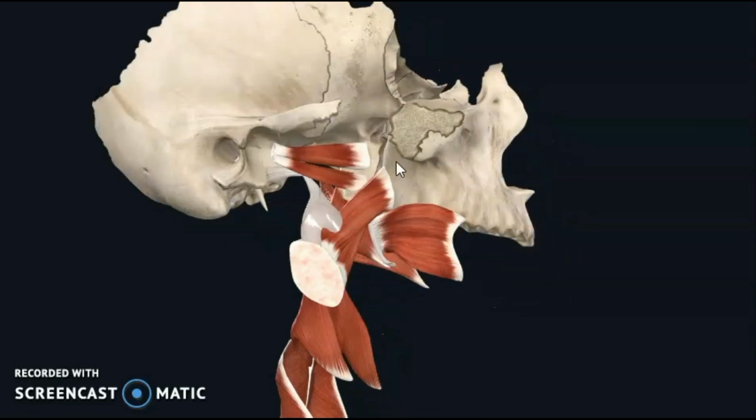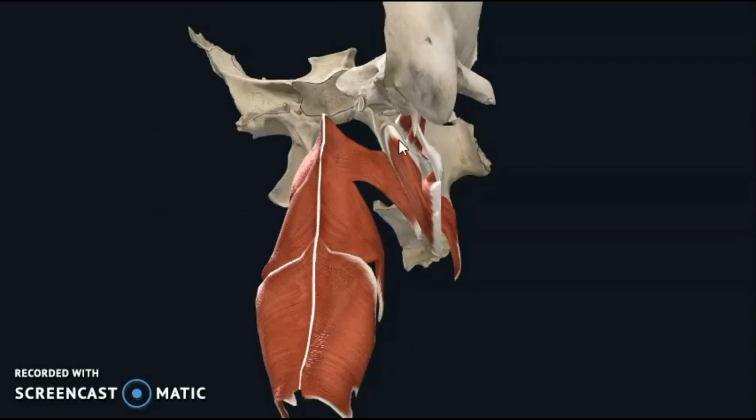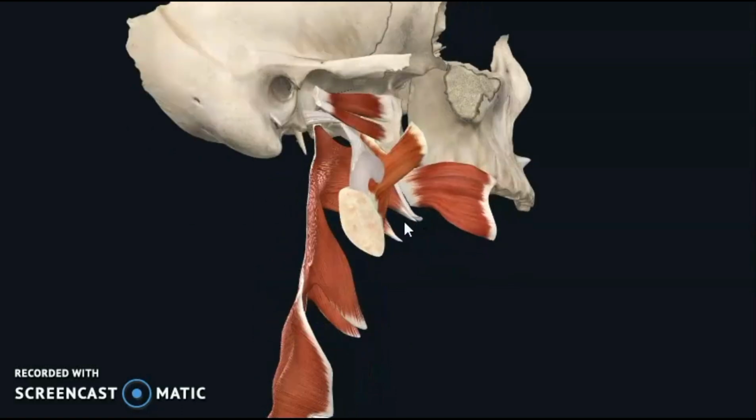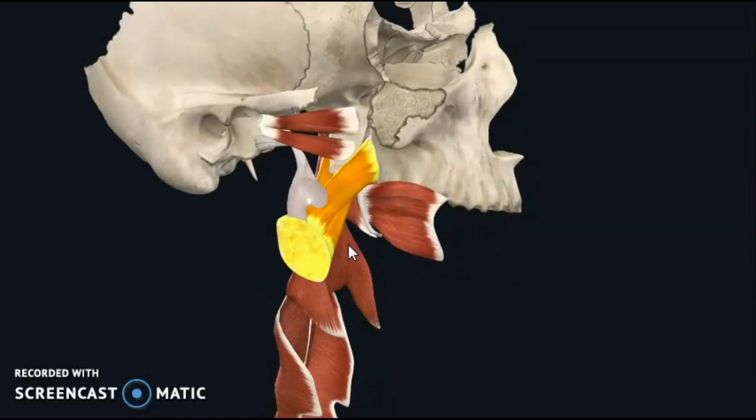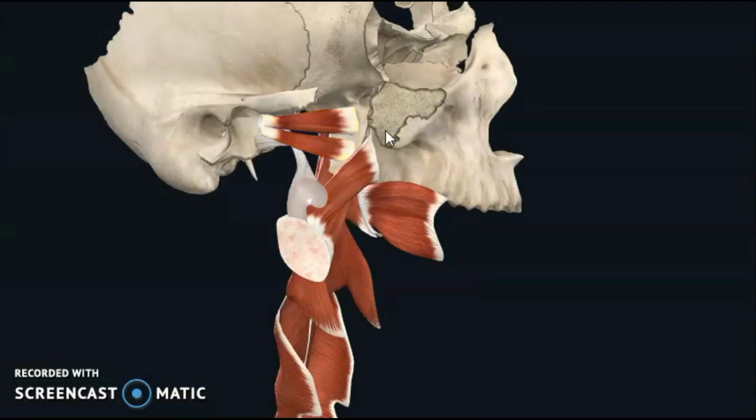And now you can see the attachments of both the lateral and medial pterygoid plate. You can see the superior constrictor there, and the lateral pterygoid plate medially gives origin to the medial pterygoid muscle and the lateral surface to the lateral pterygoid muscle. That is the medial pterygoid, the lateral pterygoid coming from the lateral surface, that is the pterygospinous ligament.